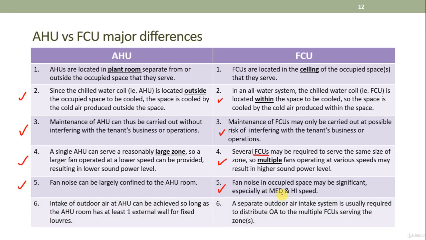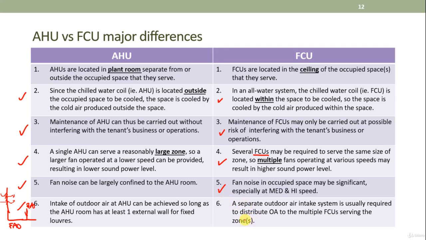And finally, the intake of outdoor air at AHU can be done easily through a fresh air duct, and it can mix with the return air duct before passing into the AHU. So this can be done easily, or in the AHU room, let's say it's facing the external wall, you can just have a louver that can draw in fresh air. So you will be able to provide a certain amount of fresh air into the space through this method.